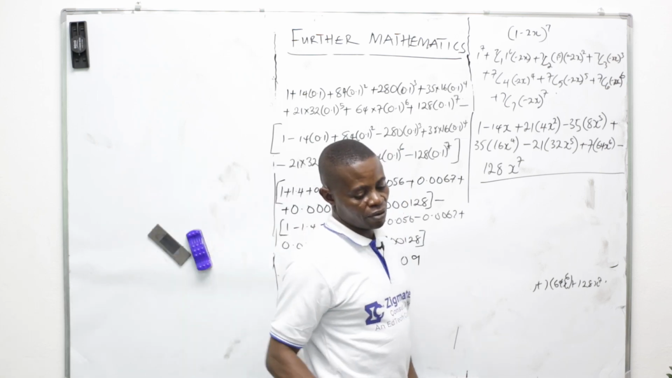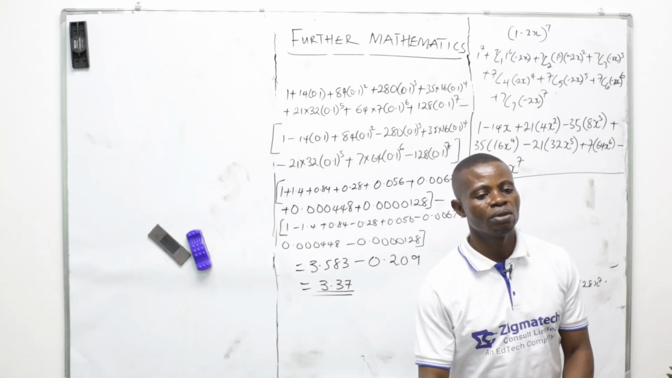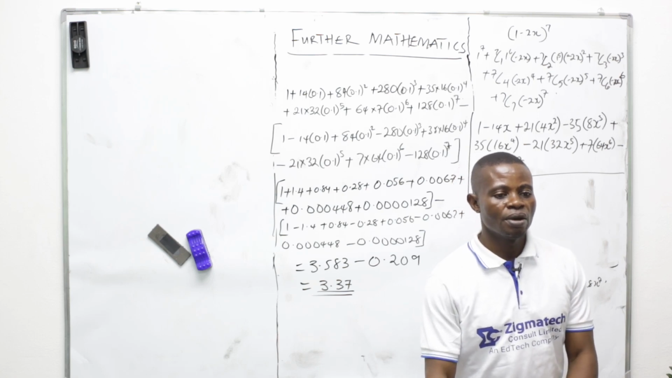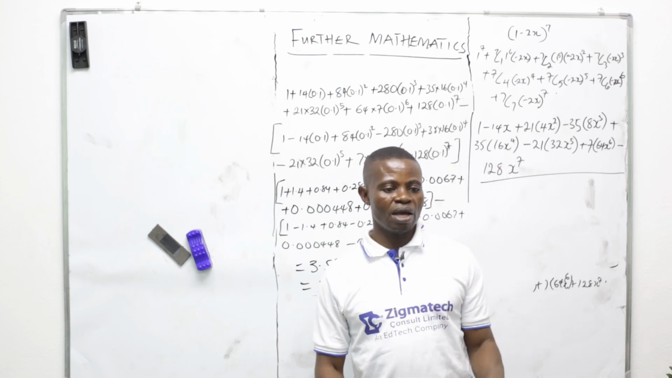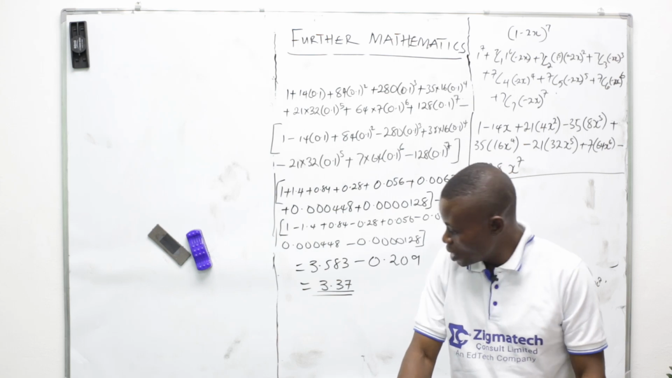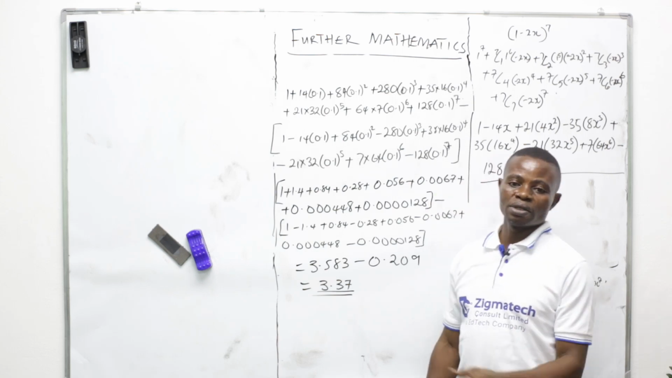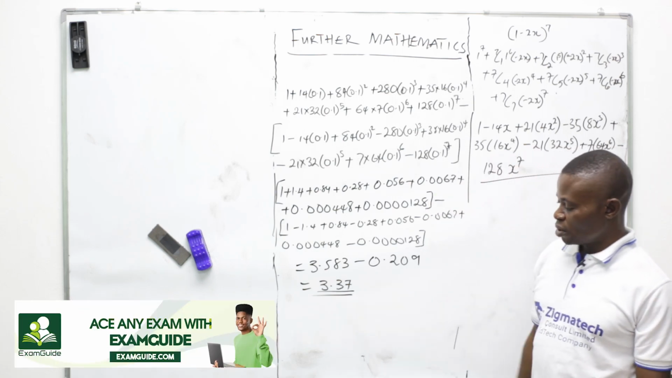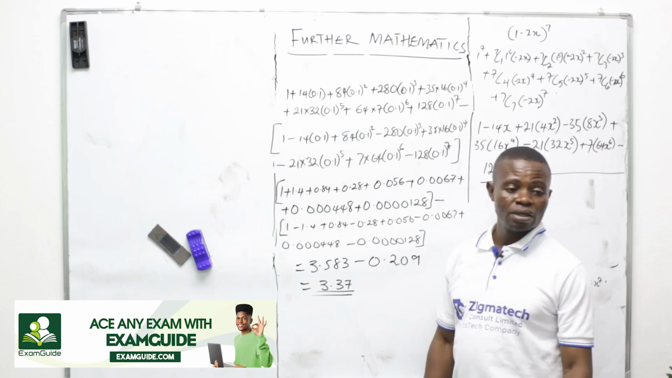So this is the value of 1.2 raised to the power 7 minus 0.8 raised to the power 7. The value is what? 3.37.